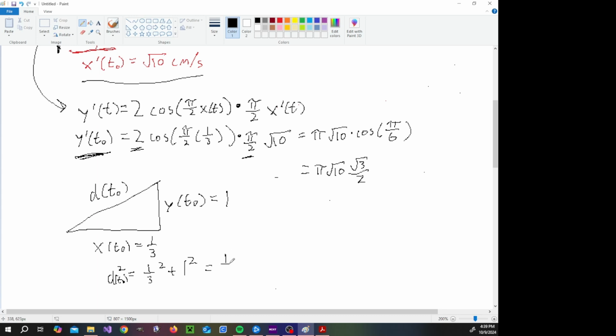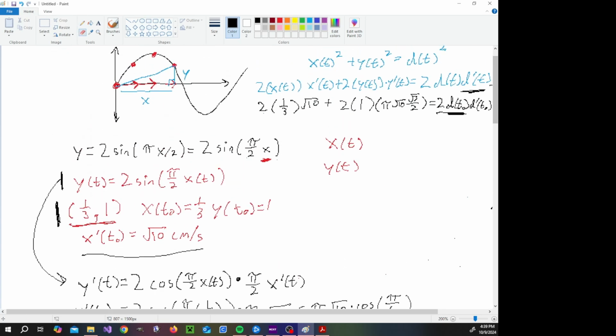So 1/3 squared is 1/9. 1 squared is 1. So this should be 10/9, right? Because 1 is 9/9. So 9 plus 1 is 10. So d of t should be the square root of 10/9. So root 10/3. Very good.